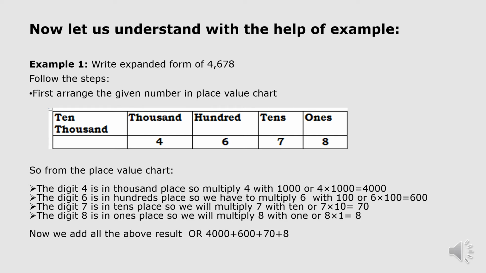4000. 6 is in hundreds place. So, multiply 6 with 100. You will get 600. 7 is in tens place. Multiply with 10 and you will get 70. And digit 8 is in ones place. So, multiply this with 1. After multiplying, you need to add all the numbers, that is 4000 plus 600 plus 70 plus 8, which gives you the expanded form for the given number.